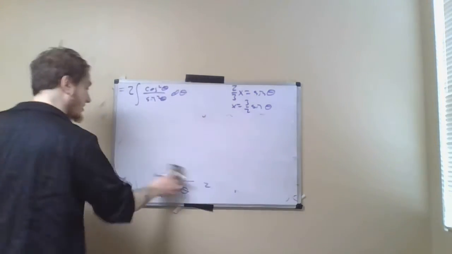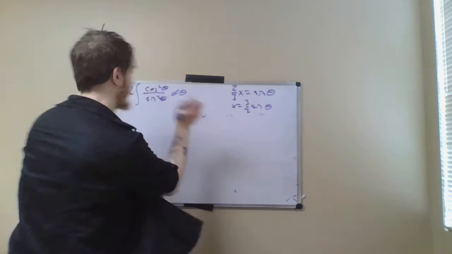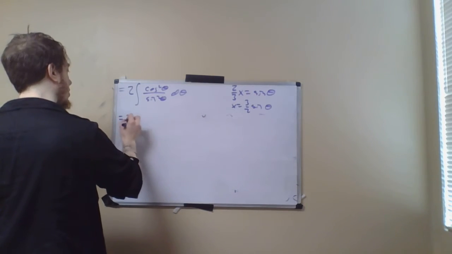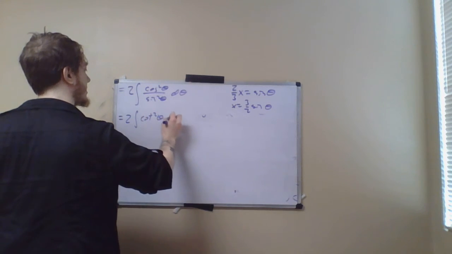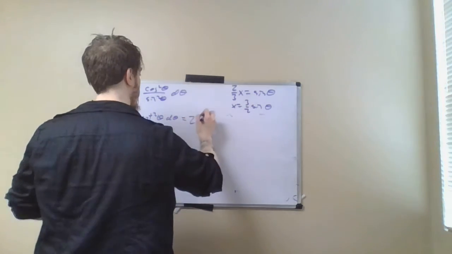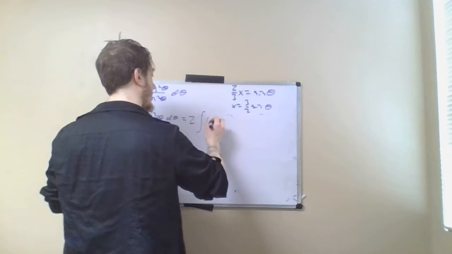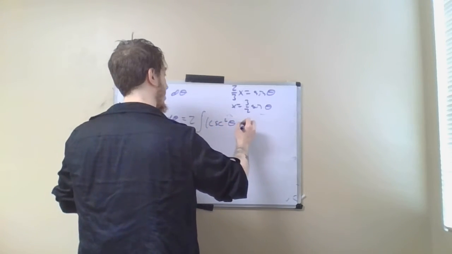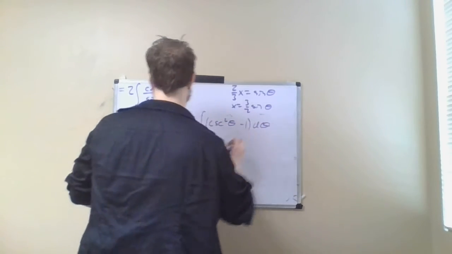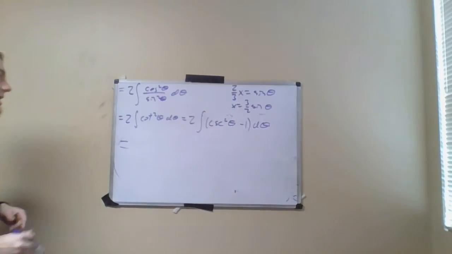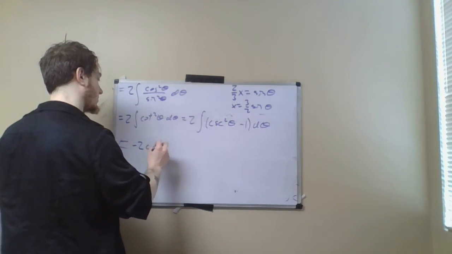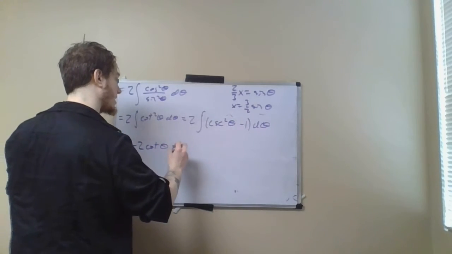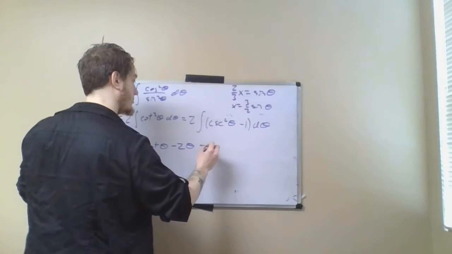But to do this integral, well, we already did this integral, so I'm going to go through it kind of quick this time. We're going to have 2 times the integral of cotangent squared theta d theta. This is going to be 2 times the integral of cosecant squared theta minus 1 d theta. Once again, Pythagorean identity stuff. This is going to become -2 cot theta minus 2 theta plus c.